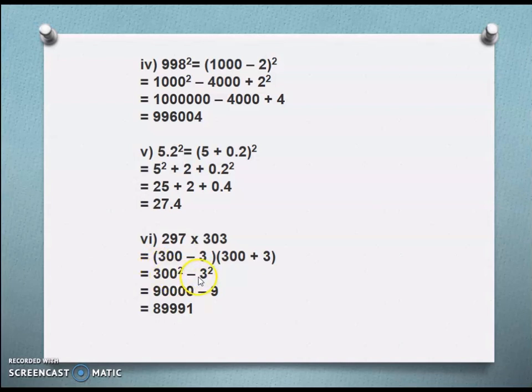That is 300 square minus 3 square. So you can find easily the square of that. 3 into 3 is 9, and then add 4 zeros minus 9. So the answer will be 89,991.